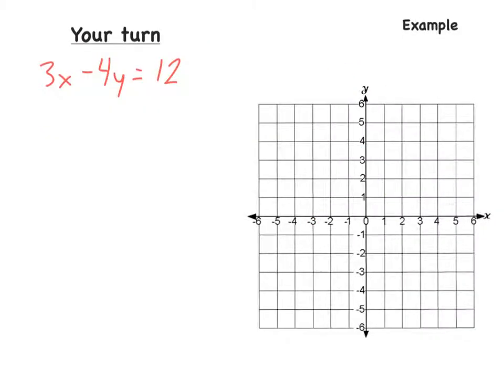So now what I want you to do is graph it. I want you to try 3x minus 4y is equal to 12. So pause the video, and unpause the video when you're ready to see what I've done.